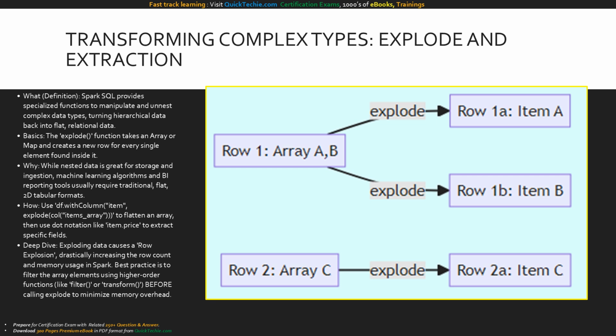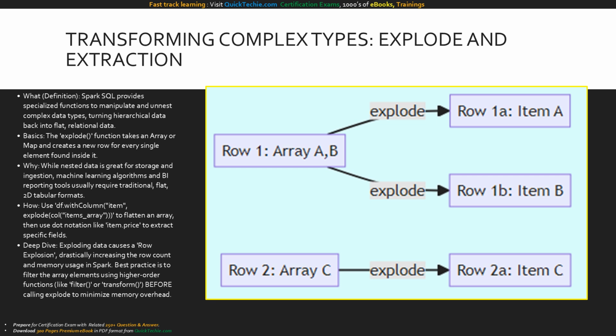On the left side, we have our densely packed data. Row 1 contains an array holding two items, A and B. Row 2 contains an array with just item C. When we pass this data through the explode operation, watch what happens to the output on the right. Row 1 physically splits into two distinct rows, row 1A for item A and row 1B for item B.